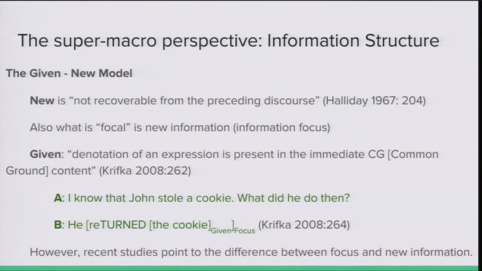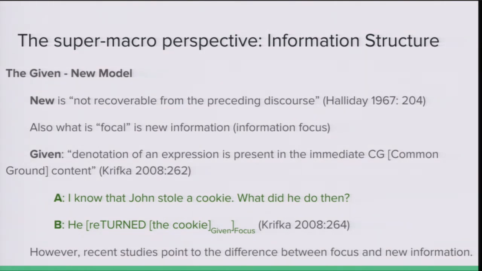Okay, so the other one is a slightly oldish model, Halliday's 1967. I'm not doing the whole thing, but the one important idea is the idea of new and given information. So new is something which is not recoverable from the preceding discourse. So it has not been talked about earlier. And both of these interlocutors don't know about the new information. And given is something which is present in the immediate CG. So CG is common ground. It's something like all of those things that both of you know, that constitutes CG, common ground.